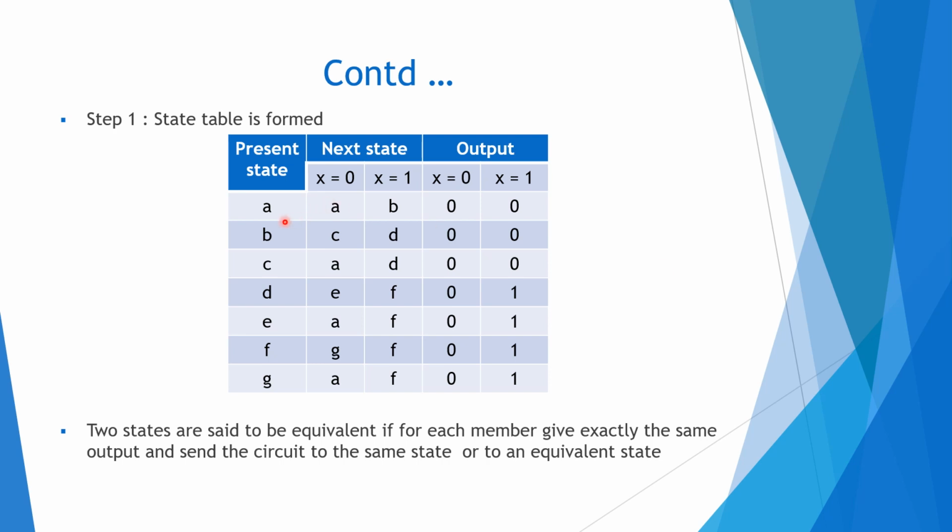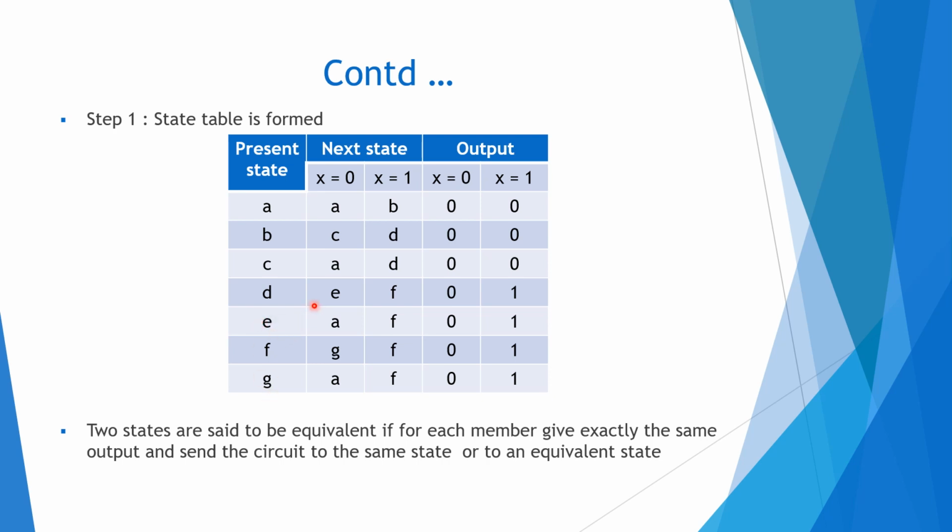So step one is, the first state table is formed. This is the state table of the shown example state diagram. You can see here these are state transitions: the present state, and the next state A, B. If you look at present states E and G, the next states are the same, A, F, and the output is also the same. So we can merge these two states together.